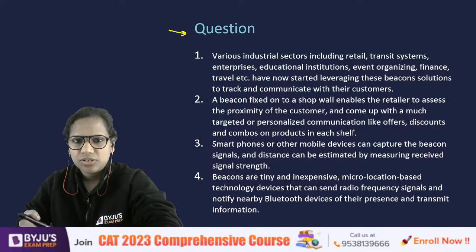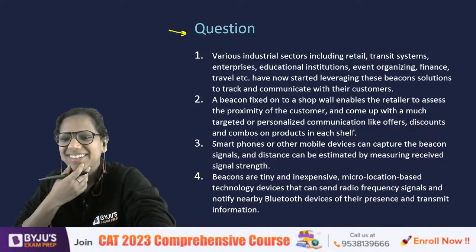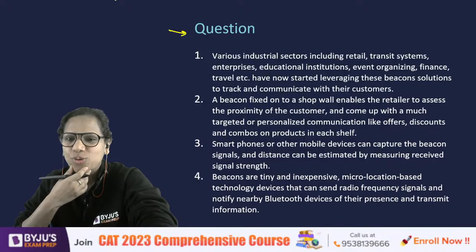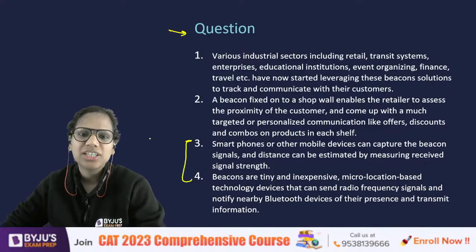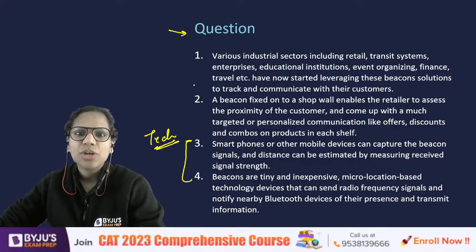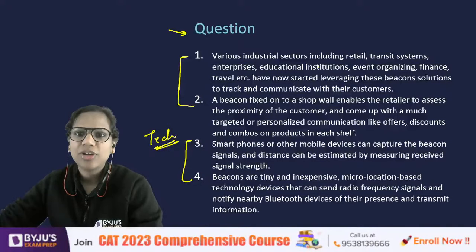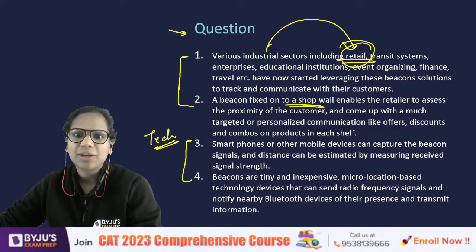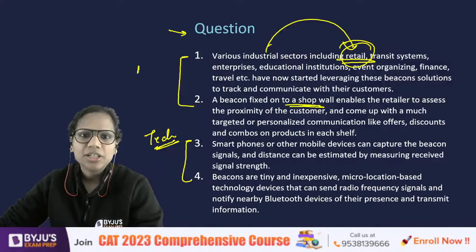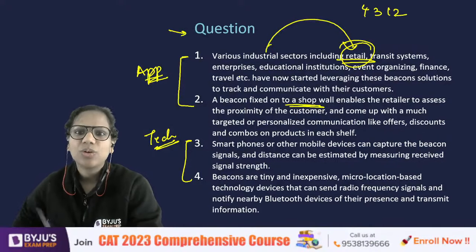So look at the theme of 1 and 2 and look at the theme of 4 and 3. Don't you think 4, 3 have a related theme and 1, 2 have a related theme? Because 4 and 3 are talking about the technological aspect of it, whereas 1 and 2 are more focused on the application aspect, where they are used, including various sectors like retail. And then I explained its application in retail. So 1 and 2 are about the application. This is about the technology behind it, 4, 3, and then 1 and 2 are about its application.